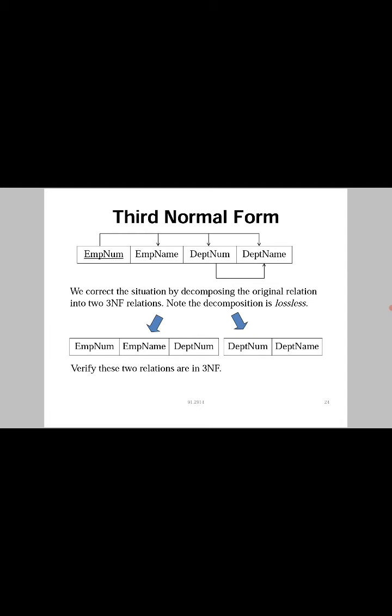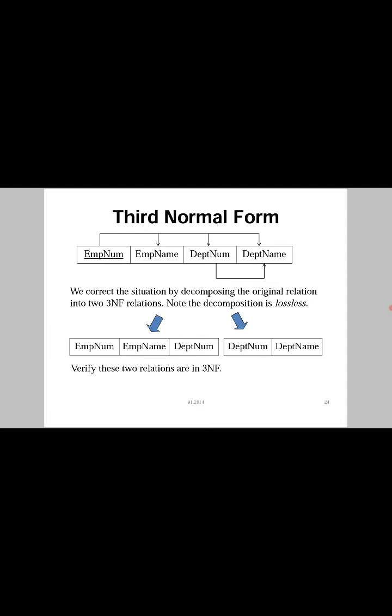So here we correct the situation by decomposing. Decomposing means splitting the given relation or table, the original relation, into two third normal form relations. First, note that the decomposition is lossless. Lossless means without any loss of data or information.